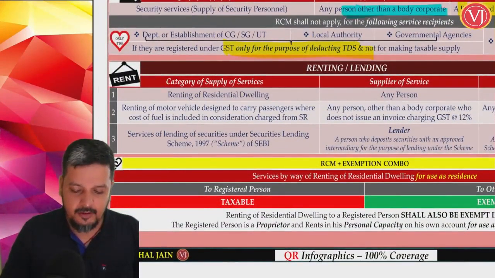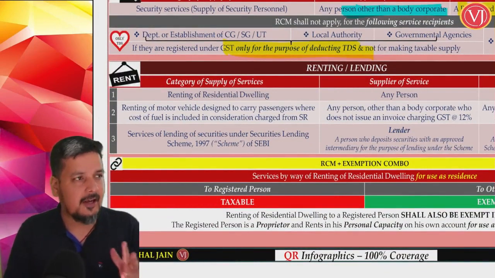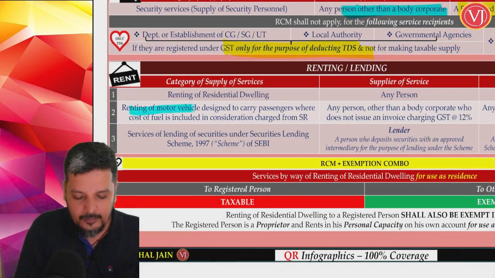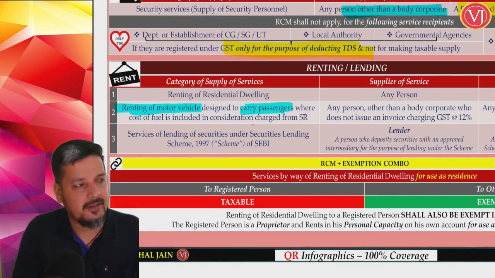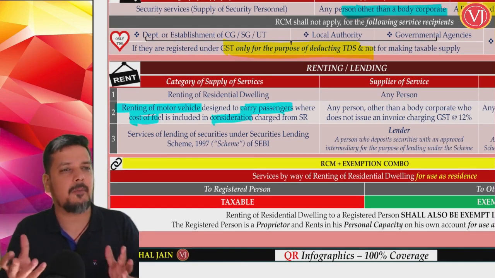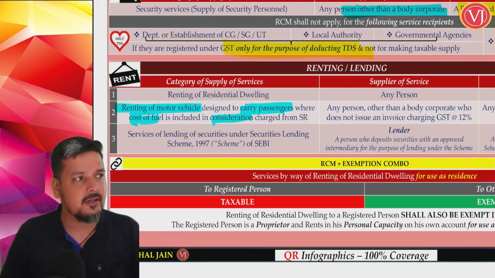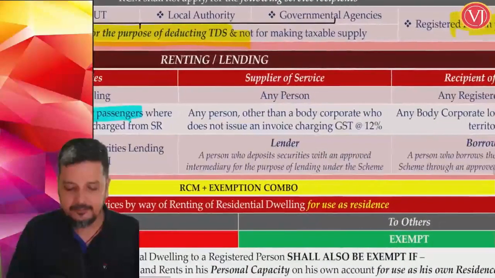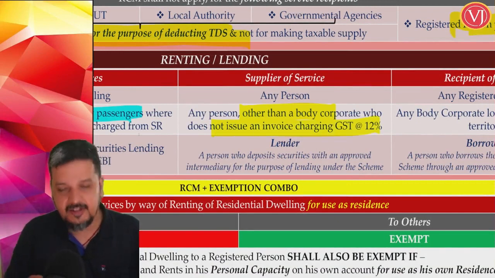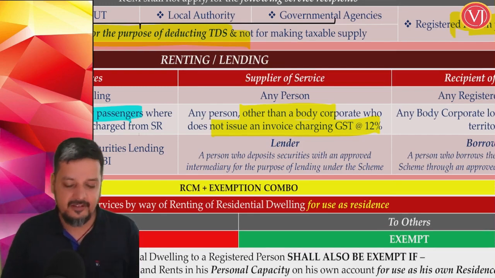Now, when you're talking about other services, say renting of, immediately after security services, I'll try to take the related services. Renting of motor vehicle designed to carry passengers, where the cost of the fuel is included in the consideration. Normally, when renting of motor vehicle is there for passengers, the cost of the fuel is by default included. Still, a clarification is there. Cost of the fuel should be included in the consideration. Who should be the supplier? Supplier should be other than body corporate plus not charging GST at 12%. Two conditions: other than body corporate, not charging GST at 12%.